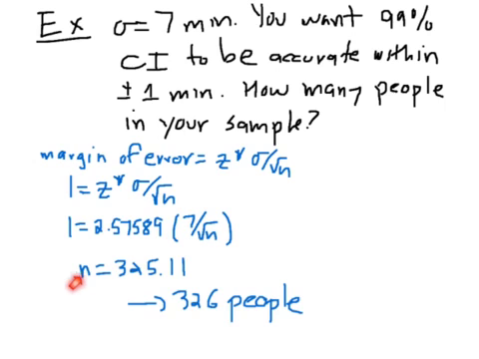326.11. This is a number of people. Well, you can't have 326.11 in your sample. So you always round up, because if it was actually 325, this number would be slightly more than 1. We need to be at least 1 or less, so you always round up when you're doing these problems. 326 people would be the answer. How many people would be in your sample?